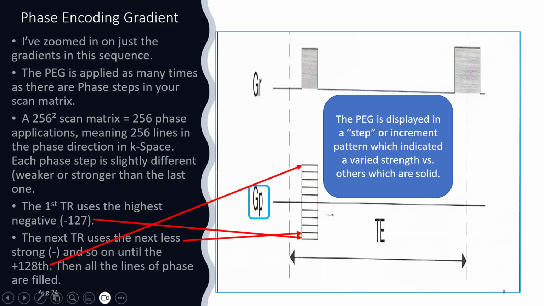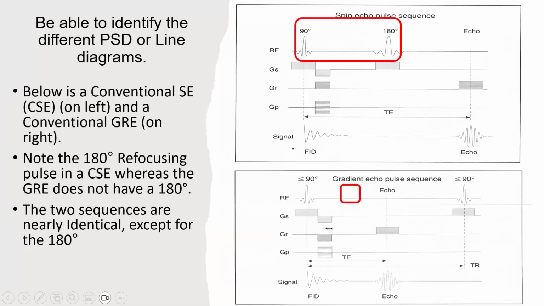And if you do the math quick, you're going to say, wait a minute, those two don't add up to 256. That adds up to 255. There's one TR where no phase encoding gradient is applied. So there's your extra one. So that comes out to 256. But that's what this means. You're changing the amplitude of the phase encoding gradient. Okay.